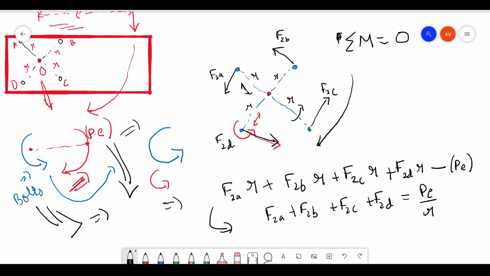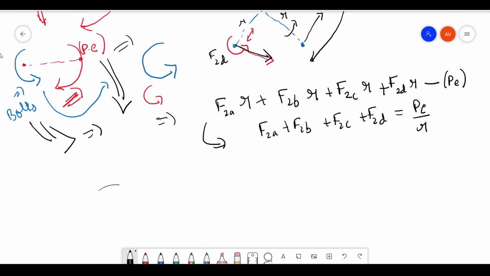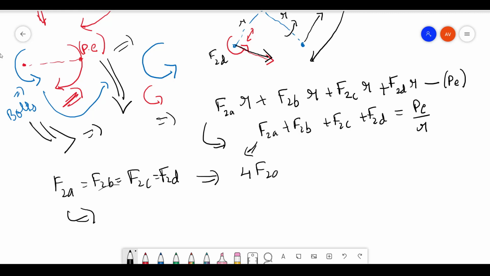Now the point to be noted is, here the system is very symmetrical and all the bolts are identical. So all the F2 will be equal: F2A, F2B, F2C, F2D. Okay, so finally this quantity is equal to 4 F2A, because all are the same, equals PE by R. Therefore F2A is equal to PE by 4R.